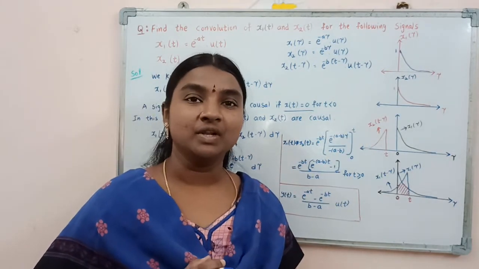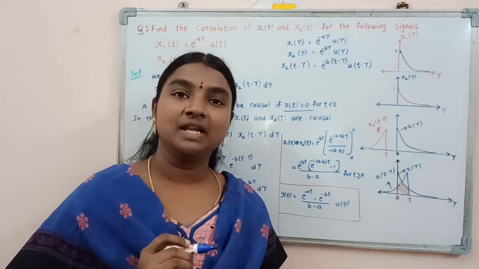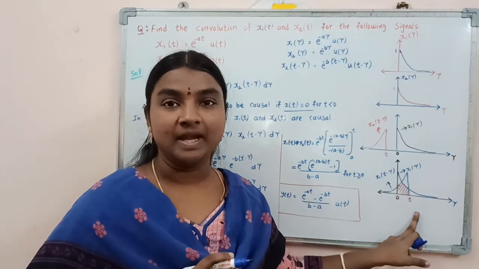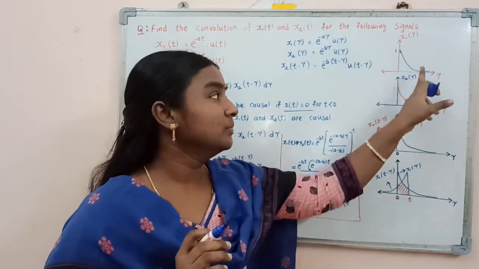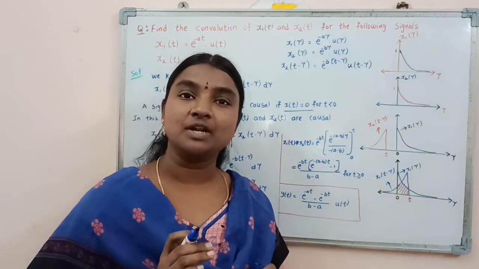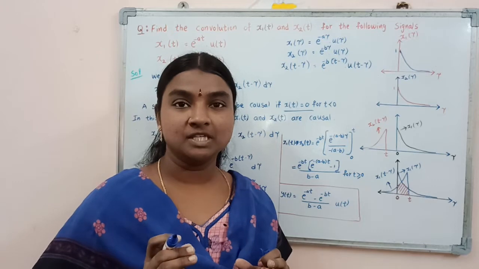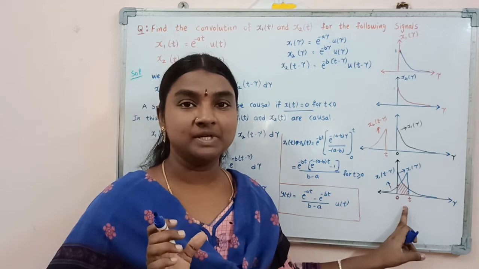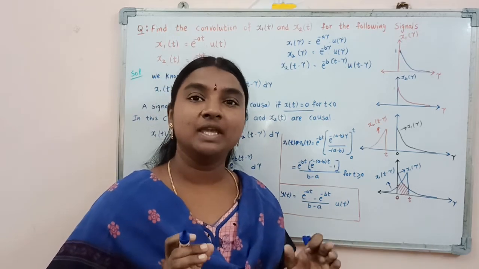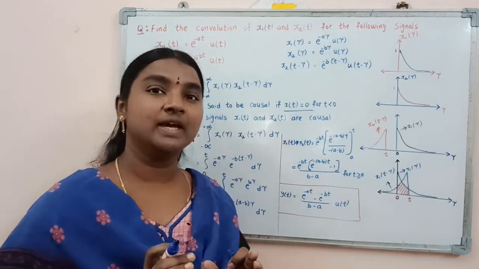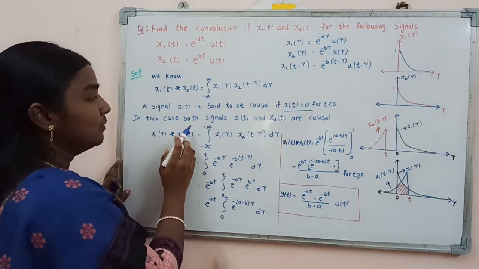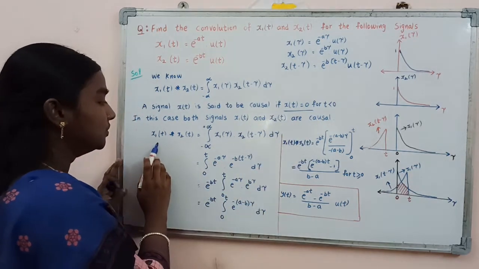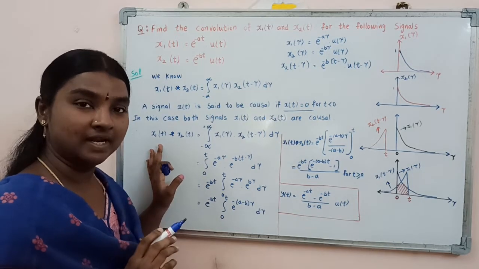So when we are doing convolution of causal signals, definitely the integration limits are going to be 0 to t. And one thing we have to observe is whether the mathematical expressions of the signals are changing or not. If the mathematical expressions are not changing in the overlapping period, then definitely the integration limits are going to be 0 to t for given causal signals. So in this case, both the signals x1 of t and x2 of t are causal, and we are going to do the convolution of x1 of t and x2 of t.